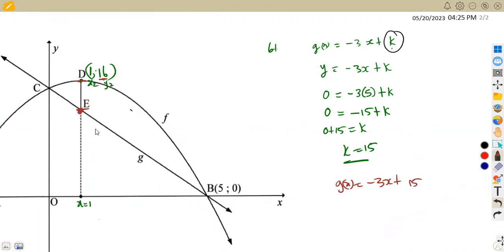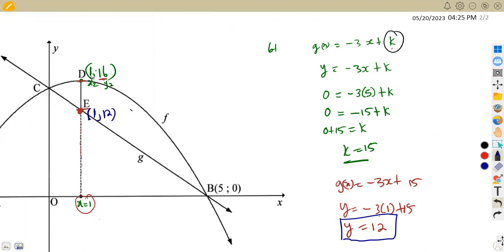And where it lies on g, it lies at a condition where x is at 1, because we have said this is a vertical line. So at this point, x is equal to 1. That means we can obtain the value of y if we substitute our x, which is 1, into the equation of g(x). So y is equal to -3 plus 15, which is 12. So we've got the value of y in this case, which is 12, and the point E has a y value of 12.